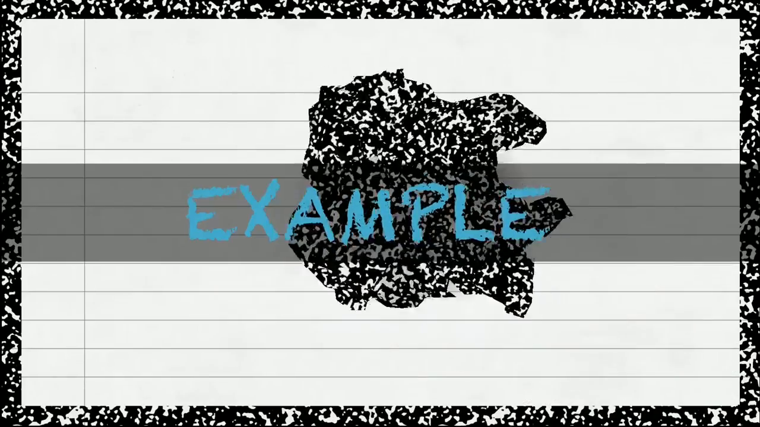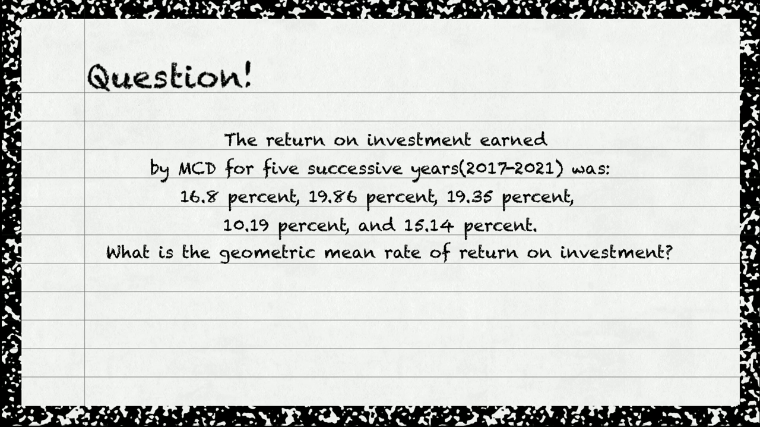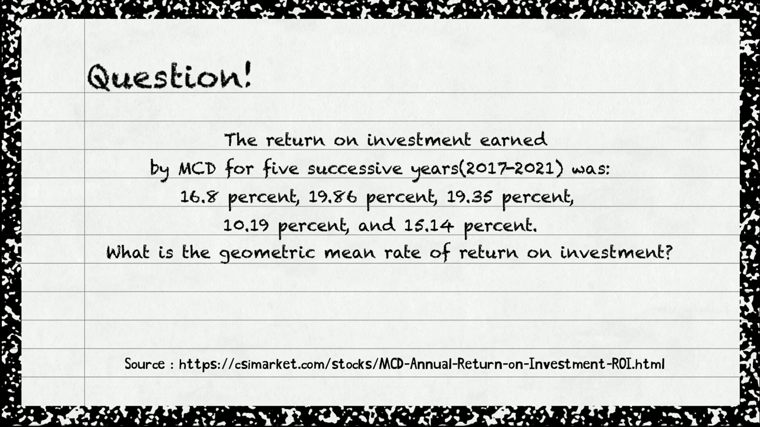Example: this is the question. The return on investment earned by MACD for 5 successive years from 2017 until 2021 was 16.8%, 19.86%, 19.35%, 10.19%, and 15.14%. What is the geometric mean rate of return on investment?